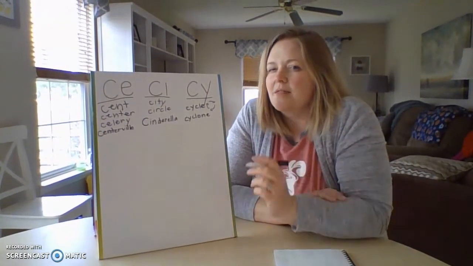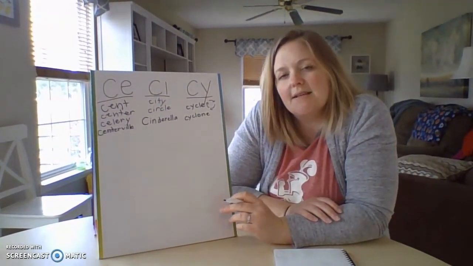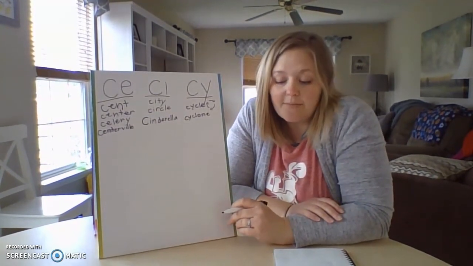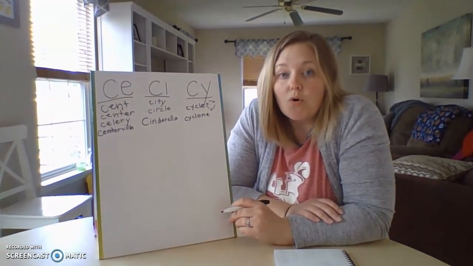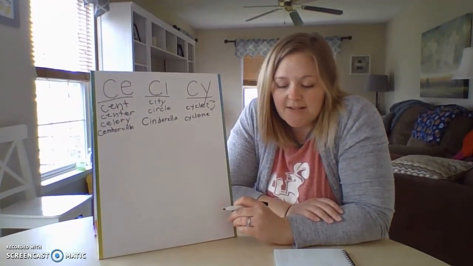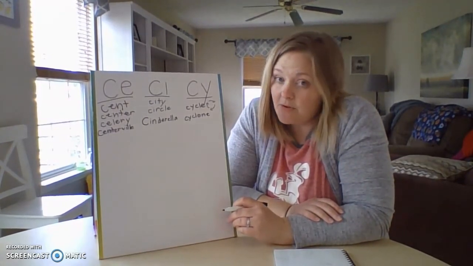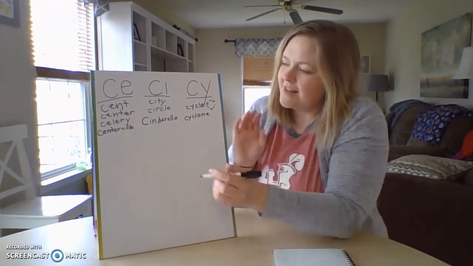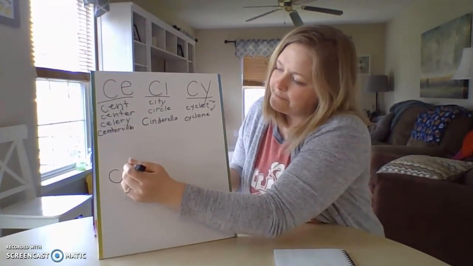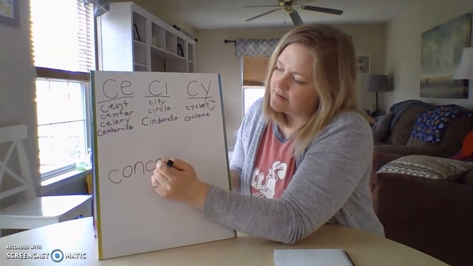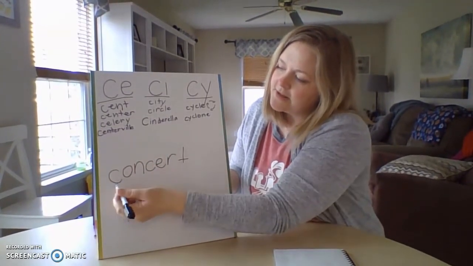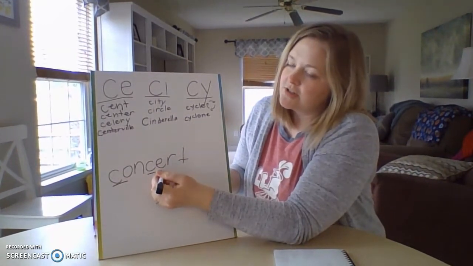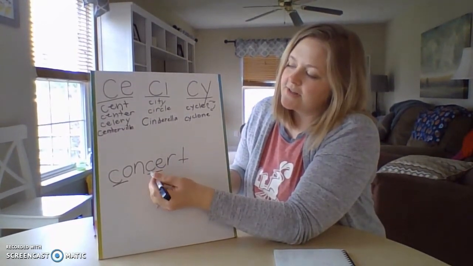Now, these are just examples of words that have CE, CI, and CY at the beginning, but we know that there are words that have the CE, CI, or CY also somewhere else in the word. For example, if I look at your words this week with spelling, some of the trickier ones that some of you have is like concert. Now, let's look at that word, concert. CO says k, cert is that E, so it's a soft C.